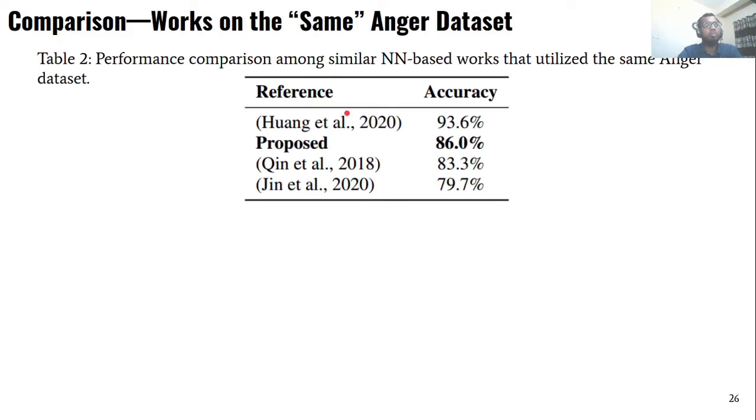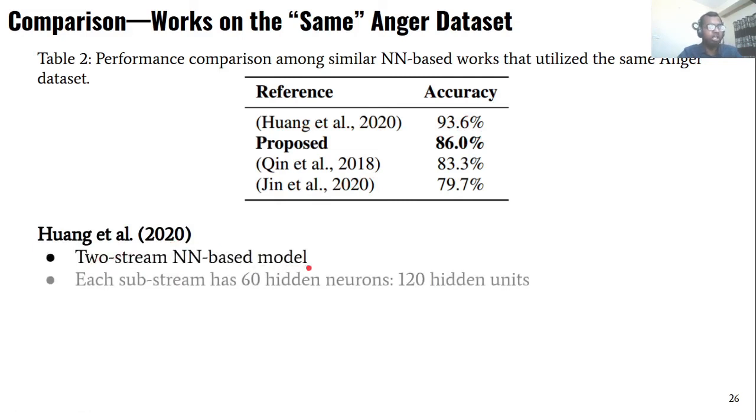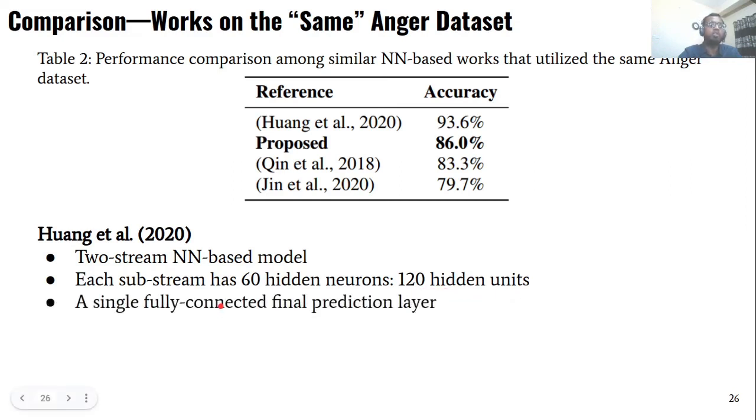And lastly, if we compare similar neural network based works on the same ICAART data set, we found that our work is right after the best possible work. The best accuracy so far was reported by Wang and others. They found 93.6% accuracy. Wang and others used a 2-stream neural network based model, and in each of their streams they used 60 hidden neurons. In total they had 120 hidden units in those 2 streams. And right after those 2 streams, they also used a fully connected final prediction layer.